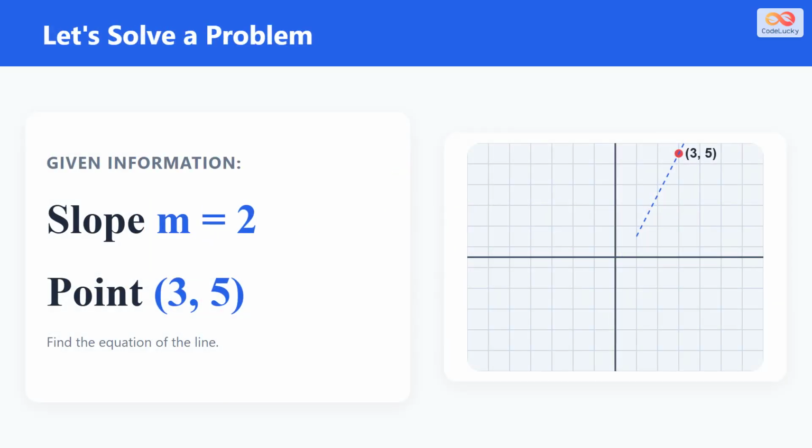Let's look at a concrete example. Suppose we are given a line with a slope of 2, and we know it passes through the point 3, 5. Our goal is to write the equation for this line. We have everything we need. M is 2, x1 is 3, and y1 is 5.